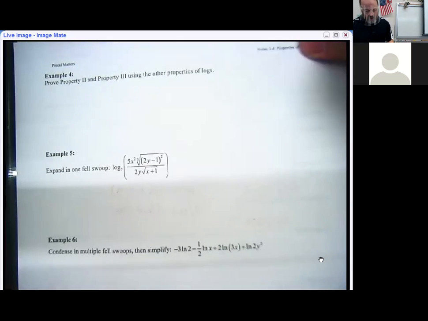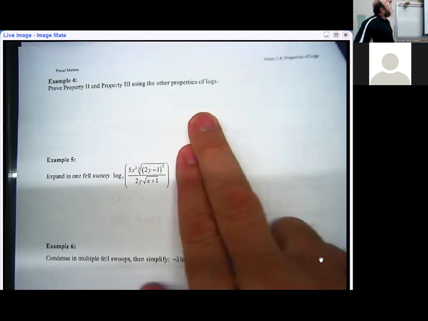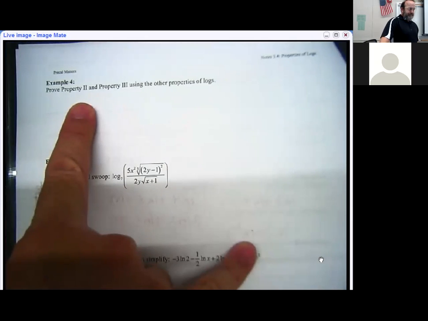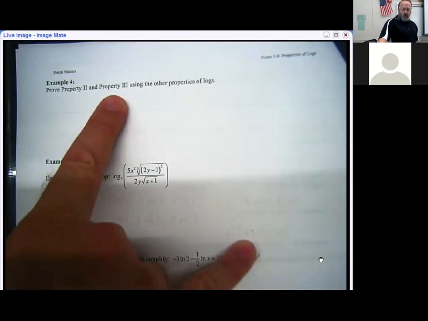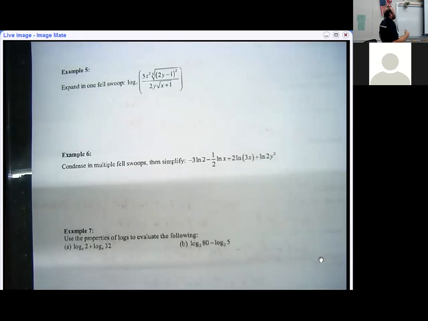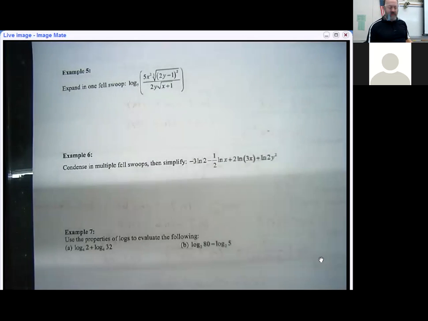I'm going to go ahead and skip over example 4. I already showed you how to prove property 1. Property 2 and 3 are almost identical, so I'm not going to bother. So let's talk about, can we just do this great big thing and break it down? I wanted to go through these two, and then for today, I'm probably going to put that to bed and have you guys start on the delta math.